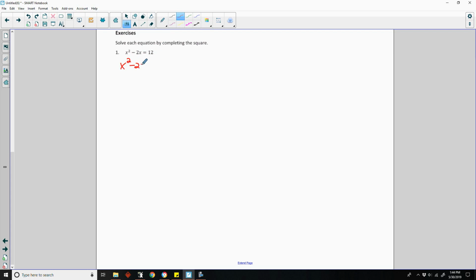X squared minus 2x. Now remember, I'm taking that minus 2, which is my b, taking half of it, which equals negative 1, and I'm going to square it, which gives me 1. So I'm going to write x squared minus 2x plus 1 equals 12 plus 1. So if I add 1 to the left, I have to add 1 to the right. Okay, so now this is a perfect square. It's x minus 1 quantity squared. If I FOIL that or distribute it, then you will see it does equal that. And then that equals 13.